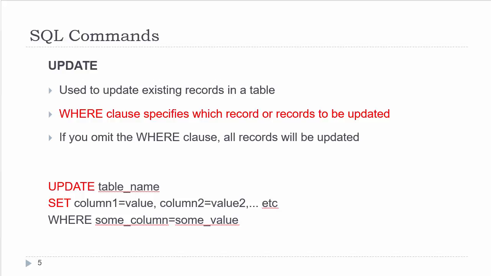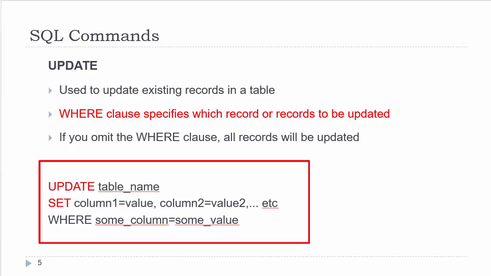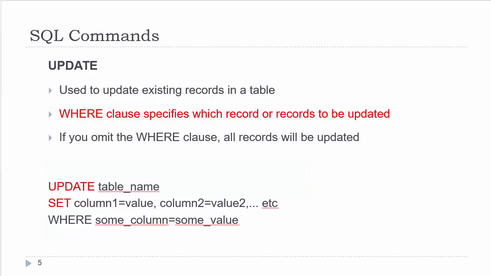So here with the update command, we are using the set command. So set a certain column to a certain value, comma, another column to a certain value, comma, etc., depending on what columns or fields you wish to update. The where clause is needed in order to tell which record to update.